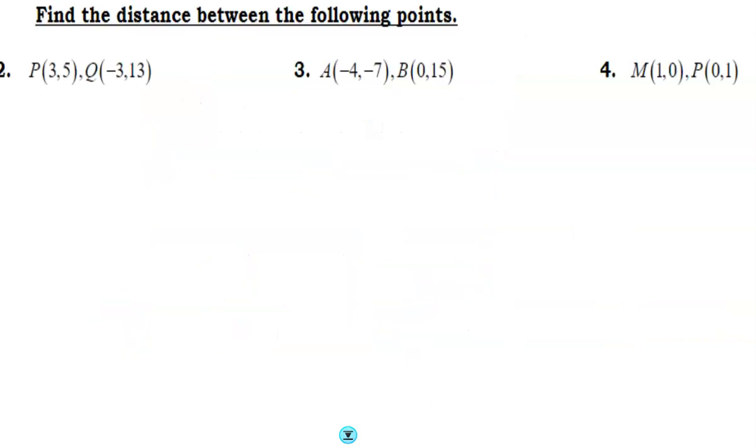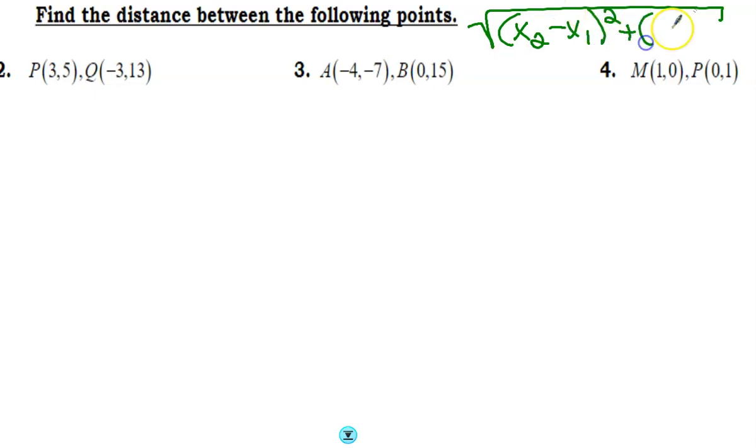Now let's try the distance between the following points. Let's write down our formula. So the square root, x2 minus x1 squared, plus y2 minus y1 squared. So we're going to subtract and square, add, and then square root. It's important to set it up so you can get full credit on your assessments and your homework. So please make sure you do that.